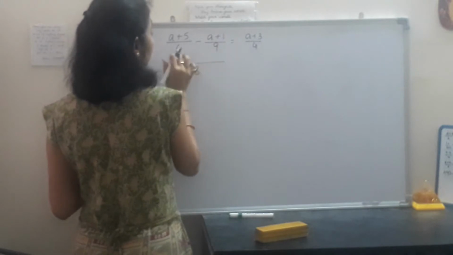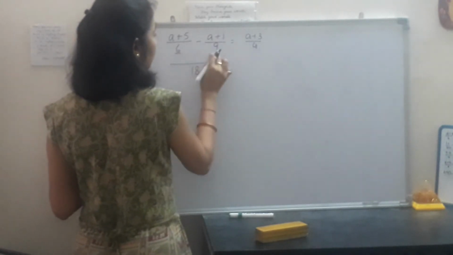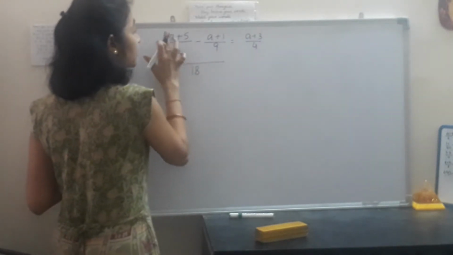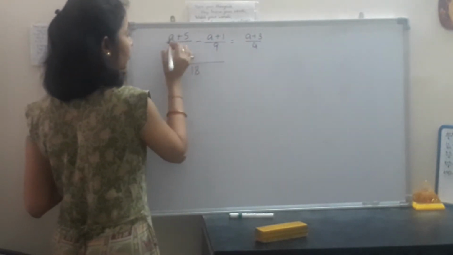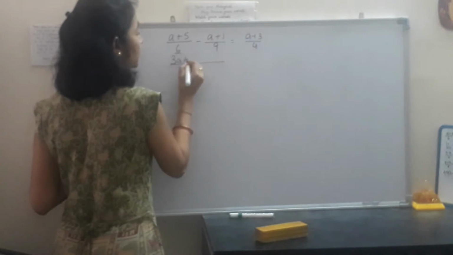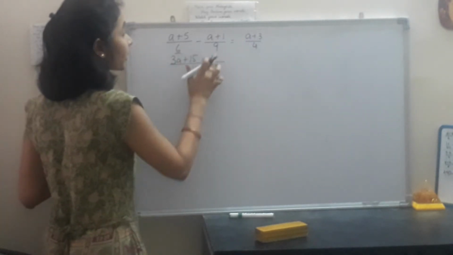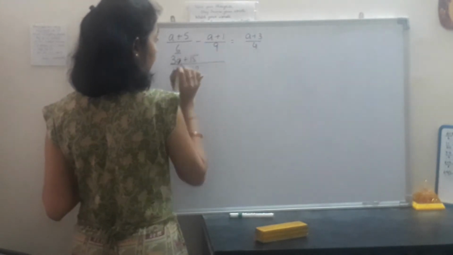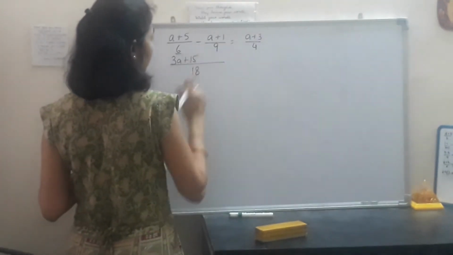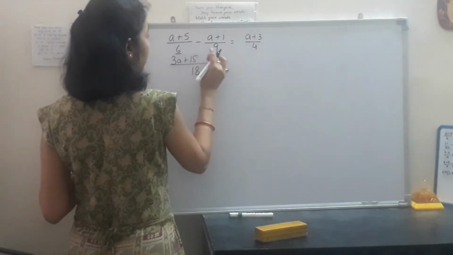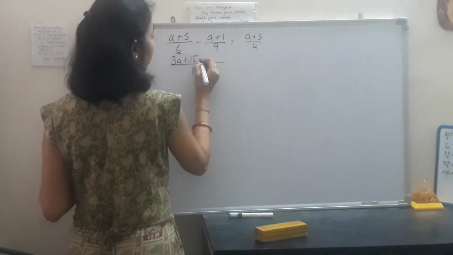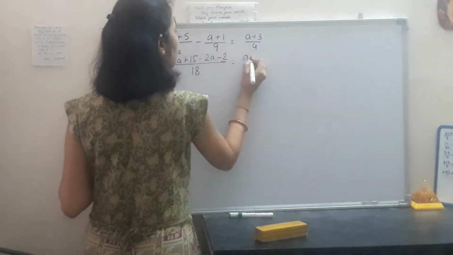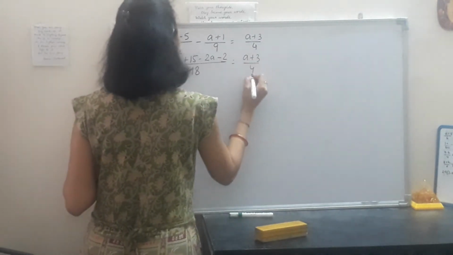To 6 we have multiplied 3, and to 9 we have multiplied 2, to get 18. Multiplying this term by 3, we get 3a plus 15. Take care about the sign: here we have a negative sign, so both terms will be negative. Multiplying both these terms by 2, we get minus 2a minus 2. This term remains as it is, a plus 3 upon 4.